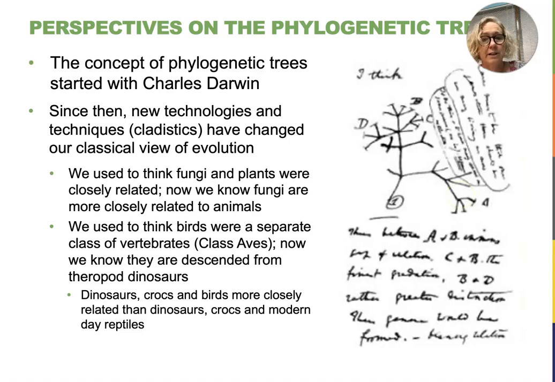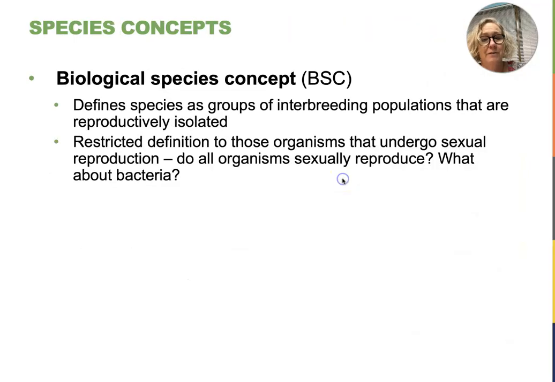Since then, of course, we have new technologies. We have Evo Devo. We have people who do this nonstop all the time. We used to think fungi and plants were closely related, but now we know that fungi are more closely related to mammals, to us. We also used to think birds were a separate class of vertebrates. Now we know they are descended from dinosaurs, which is actually cool. Again, Dinosaur Train, cannot recommend it enough. Dinosaurs, crocodiles, and birds: birds are more related to dinosaurs than crocodiles are to modern reptiles. Fun fact.